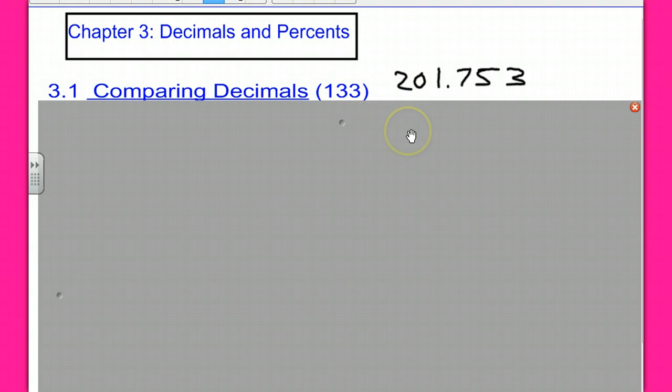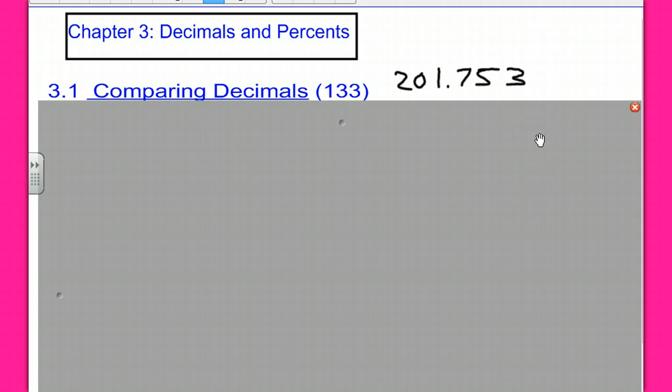Okay? So we see that the 2 in this number is in what place value? 2 is in the hundreds, right? So we know we're dealing with a number that's over 100. It's over 200 even, isn't it? It's a pretty big number, 201. And then the furthest right digit tells us the smallest little piece of that fraction, 3 thousandths.